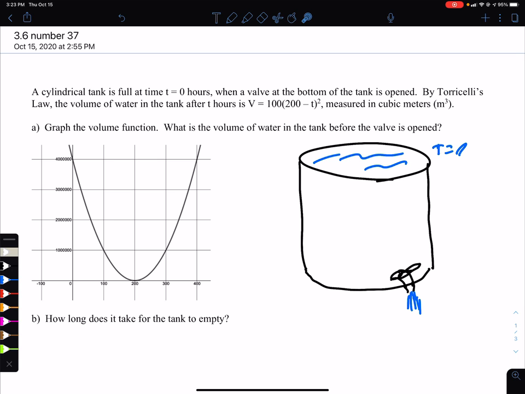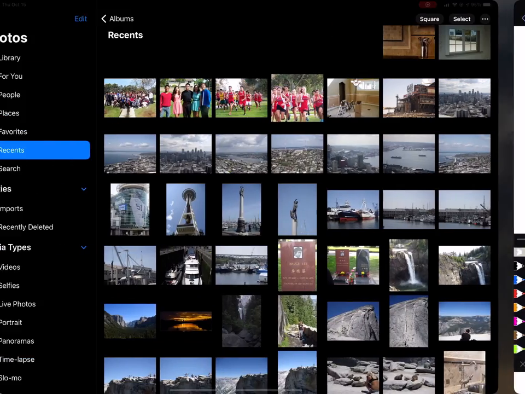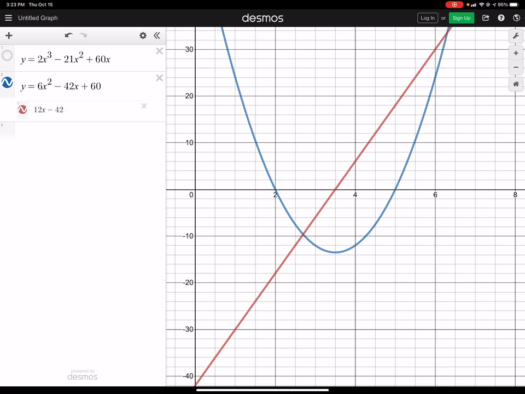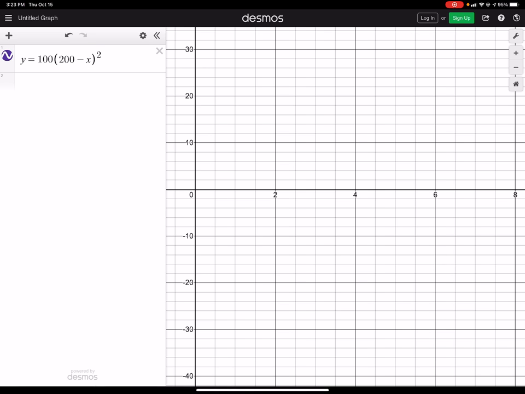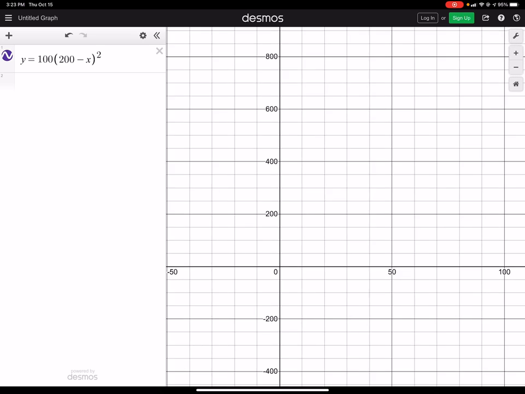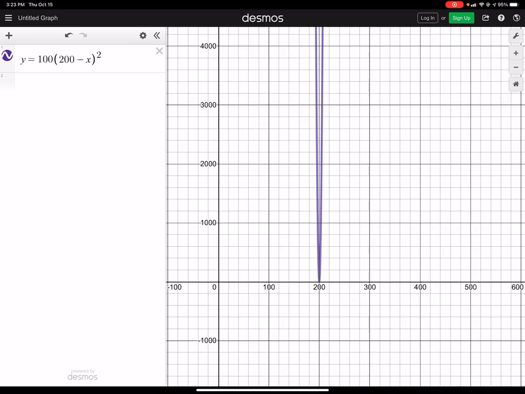Let me put that in Desmos and show you what happens. 100 times parentheses 200 minus t, I use x, squared. And then you look at this graph and say, I don't see it. Where is it? Well, we're zoomed way too in. If I zoom out, okay, there it is.